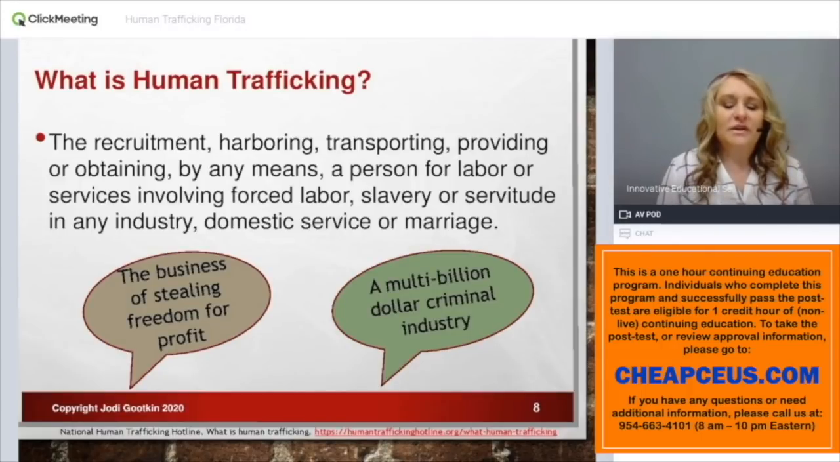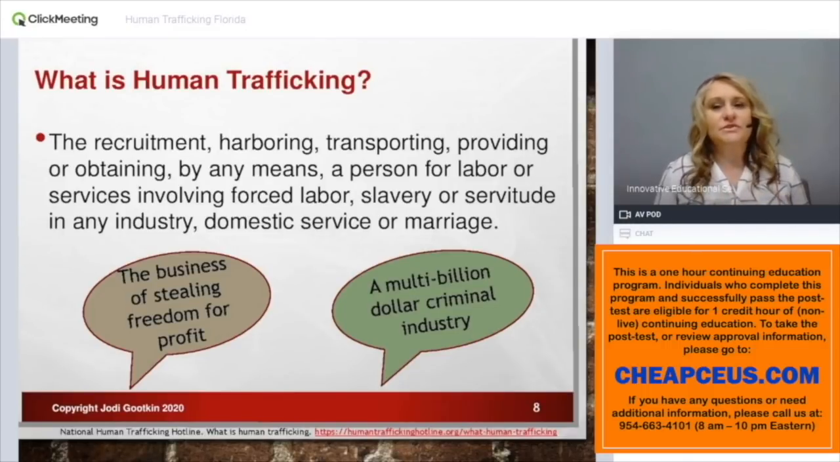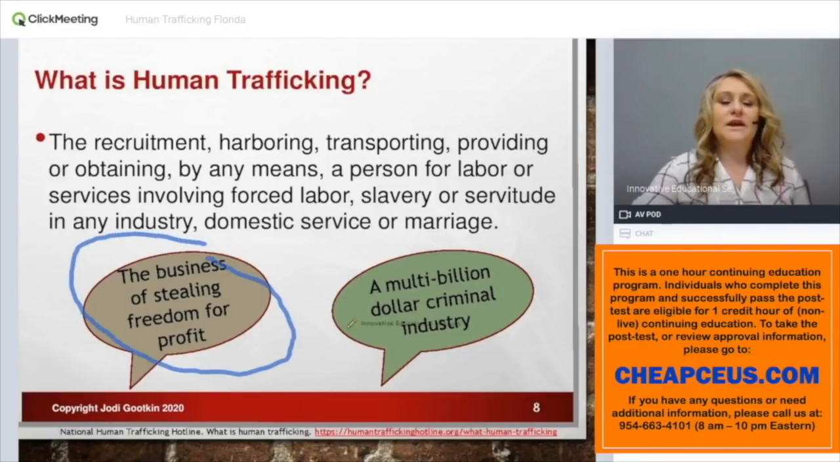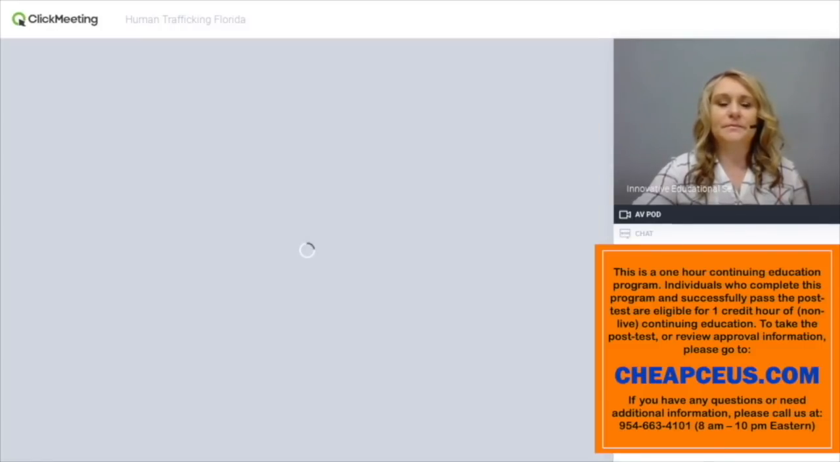When we define human trafficking, this is when individuals are forced, lied to, manipulated into physical servitude and sexual exploitation. It's a situation where their basic human rights and dignities are leveraged for the financial gain of other individuals. This is modern-day slavery. It's been described as the business of stealing freedom for profit and has become a multi-billion-dollar criminal industry.